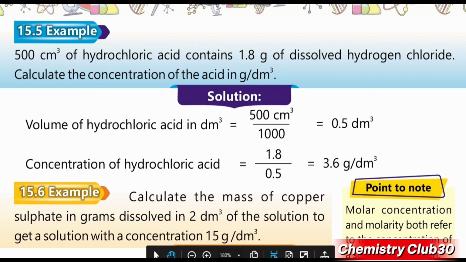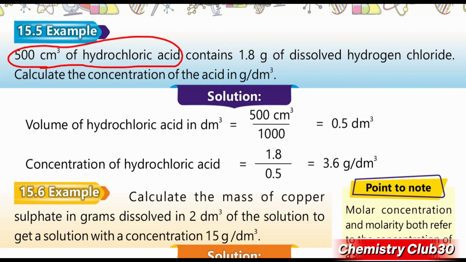Example 15.5. 500 cm cube of hydrochloric acid contains 1.8 gram of dissolved hydrogen chloride. Calculate the concentration of the acid in gram per dm cube. So in this example, the volume of the solution, which is hydrochloric acid, is given. Volume given here is 500 cm cube. Mass of hydrogen chloride, which is the solute, is given here, which is 1.8 gram. And we have to calculate the concentration. The formula we have already used, and its units must be gram per dm cube.